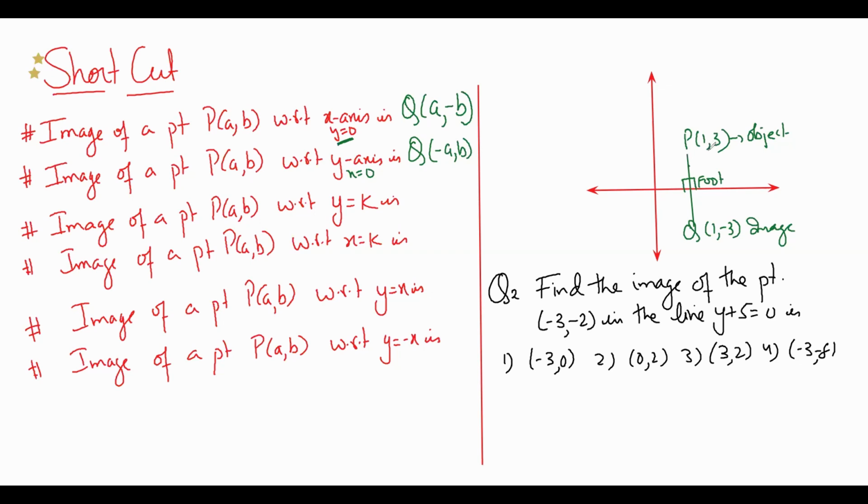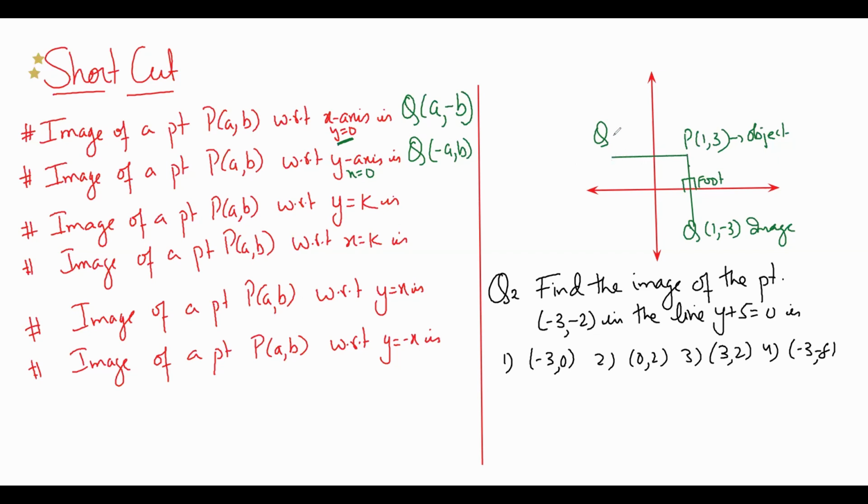This point is your P(1, 3), then its image with respect to the y-axis must be in the second quadrant, and that image, according to the rule, must be on the line perpendicular to the y-axis.